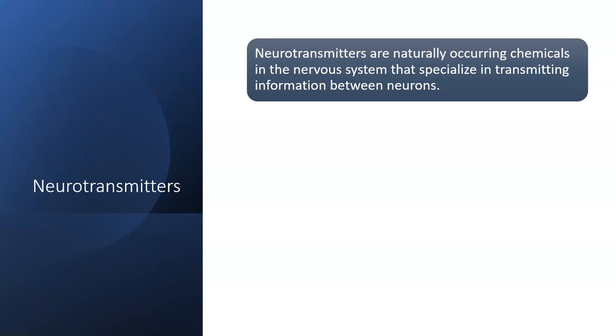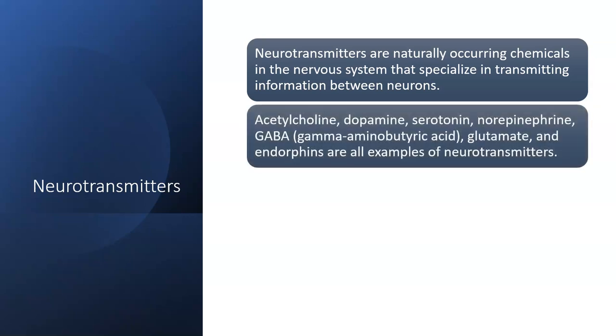Neurotransmitters, just to refresh your memory, are chemicals within the nervous system whose major function is to transmit information from one neuron to the next. The neurotransmitters that you see here are the major ones that you're going to cover in this part of the chapter. You have acetylcholine, dopamine, serotonin, norepinephrine, GABA, glutamate, and the endorphins, all of which are neurotransmitters.